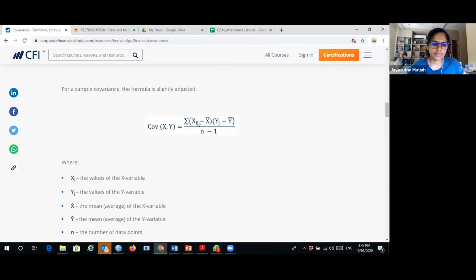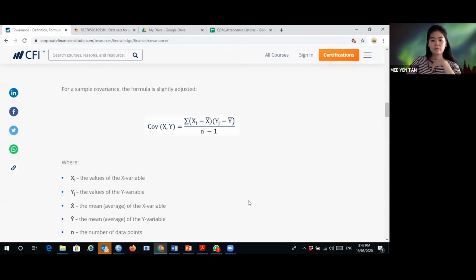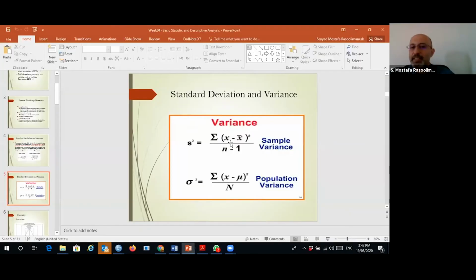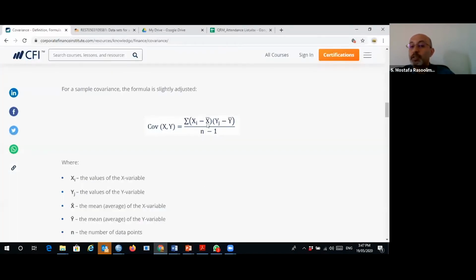So this is the formula for covariance, right? Okay, again, look at variance. For variance, we have one variable minus x bar. But for covariance, we have two variables: the summation of xi minus x bar, multiplied by yi minus y bar, divided by n minus 1. So this is the formula for covariance.